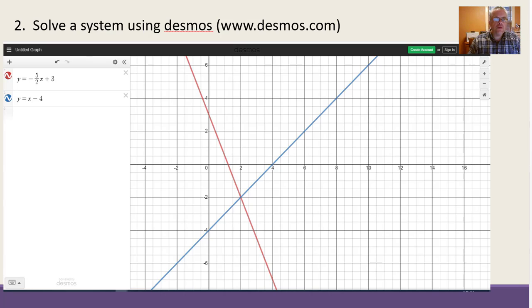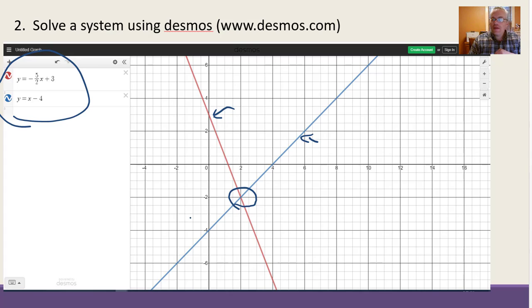We want to find the solution to these two equations. All you do in Desmos is you simply type in the equation. It doesn't have to be solved for y. Just type in whatever equation's given. So the first equation gives us this red line right here. And the second equation is the blue line. And so we're looking for a point that satisfies both lines. That's on both graphs. So basically we're looking for the point of intersection.